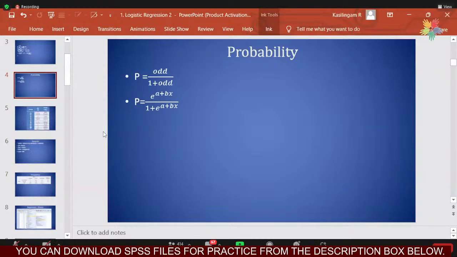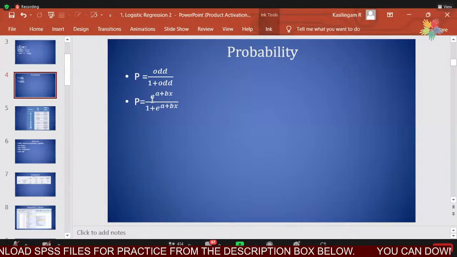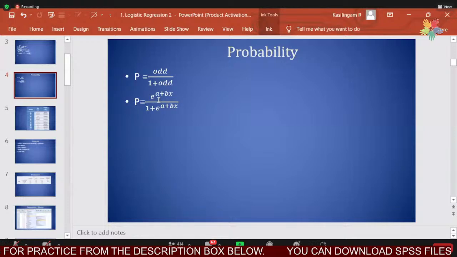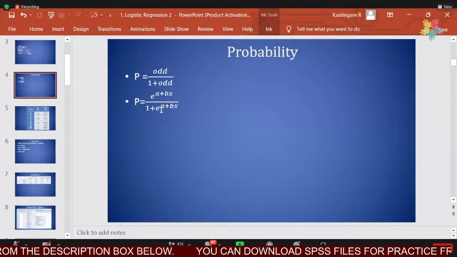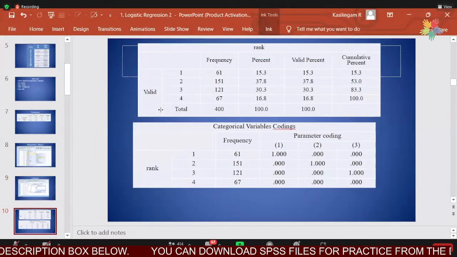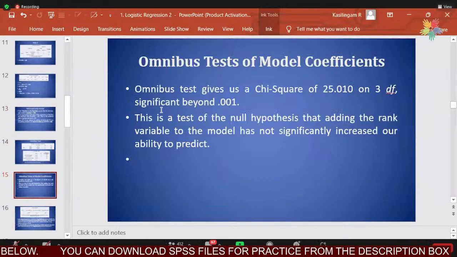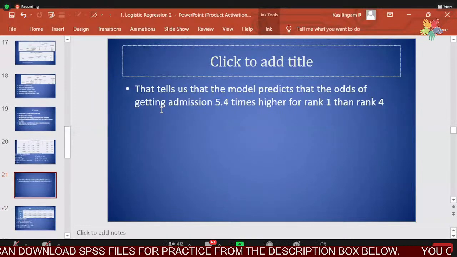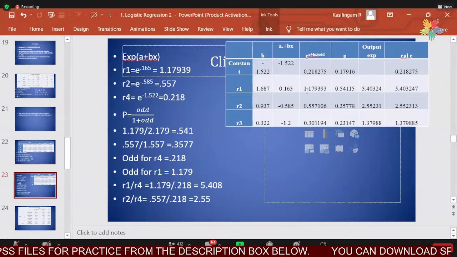Now remember this one, right? My probability is r divided by 1 plus r, that is e to the power a plus bx divided by 1 plus e to the power a plus bx, right? We have already found e to the power a plus bx, we have it all. So this is the e to the power, right?